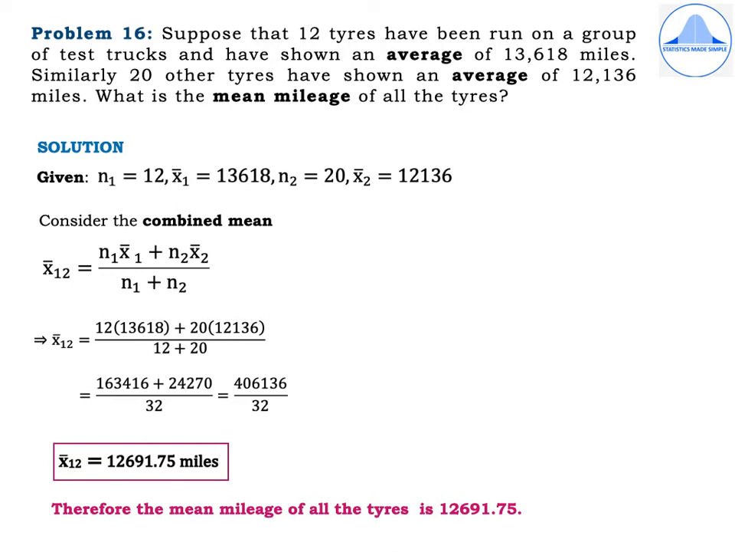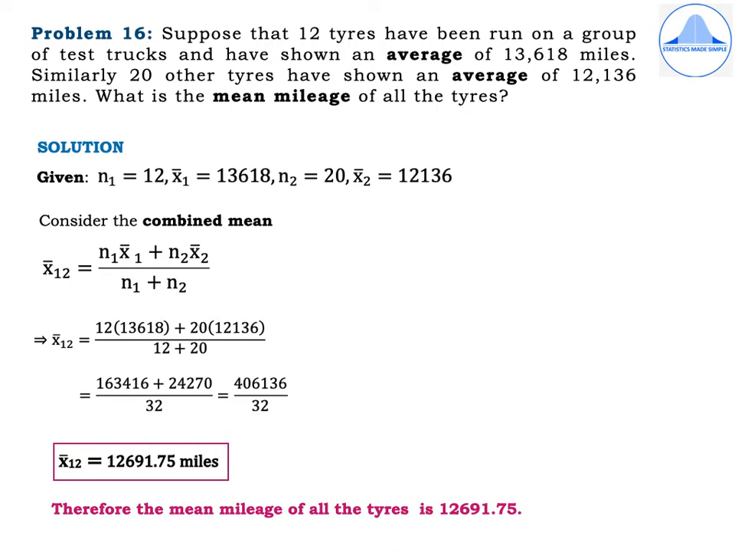Now, if you observe the problem, we have two different sets of data. In the first set, you have 12 tires and in the second set you have 20 tires, and you also observe that the word average is present in the problem. And the question asked is what is the mean mileage of all the tires? So we have to calculate the combined mean for problem number 16.